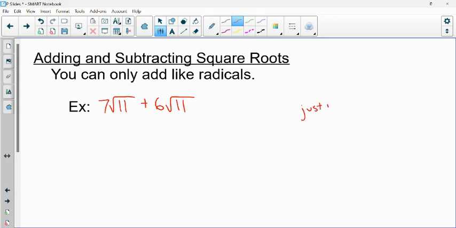This is just like doing 7x plus 6x. You can only add x's together. If I had 7x plus 6y, I can't add them together. So what's 7x plus 6x? 13x. So, same idea, if I have 7 root 11 plus 6 root 11, right, we add those coefficients just like we did here, and we keep that radical the same. So 13 root 11.